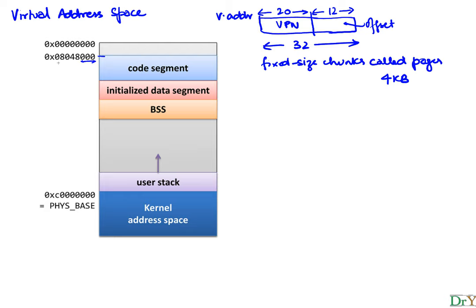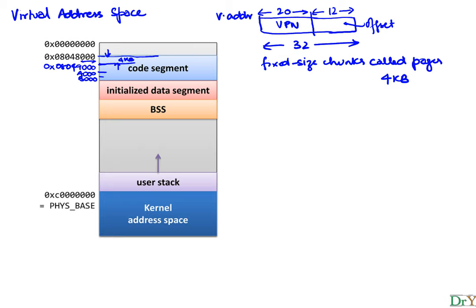The next page will be at 0x08049000, and so on. Assuming the code is made up of 4 pages, the next one will be at 0x0804A000, and the next one at 0x0804B000. Each of these pages, 1, 2, 3, 4, is of size 4 KB. That's 4 KB, another 4 KB, another 4 KB, and so on.